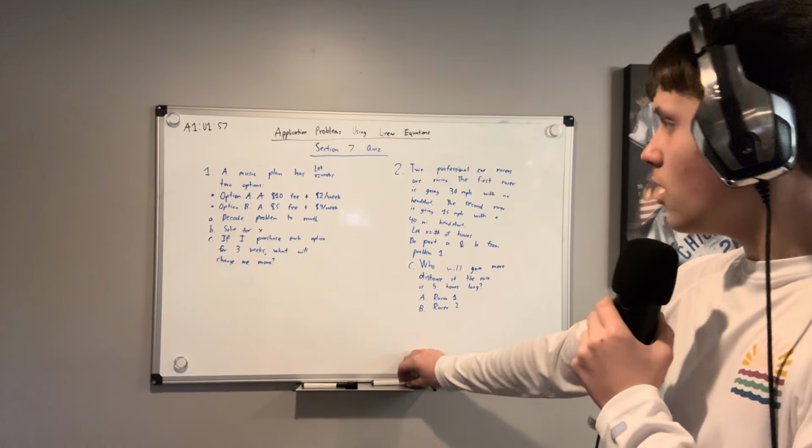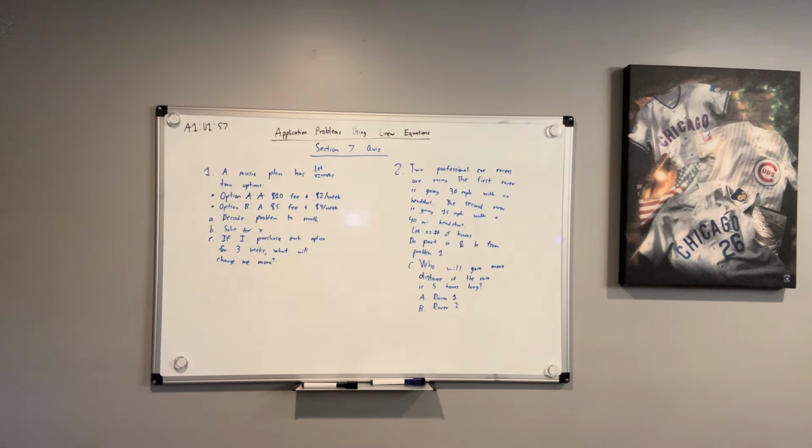So here's the first one. A music plan has 2 options. Option A, a $10 fee and $2 a week, or option B, a $5 fee and $4 a week. So your first step is to decode the problem to math. So what would that be in math terms? B, solve for X when you decode it to math. And then C, if I purchase each option for 3 weeks, what option will charge me more?